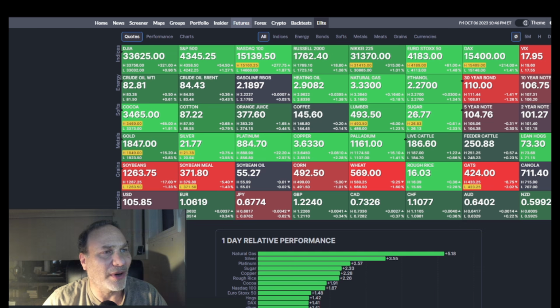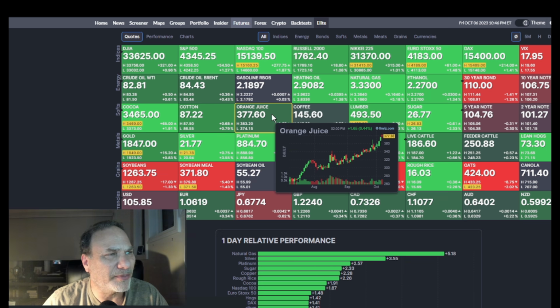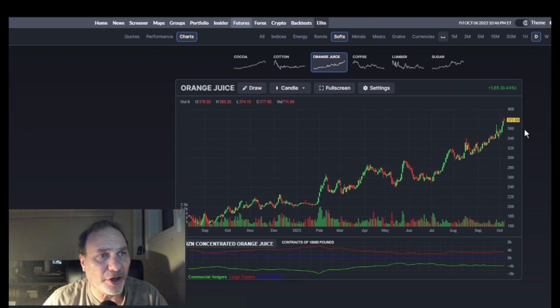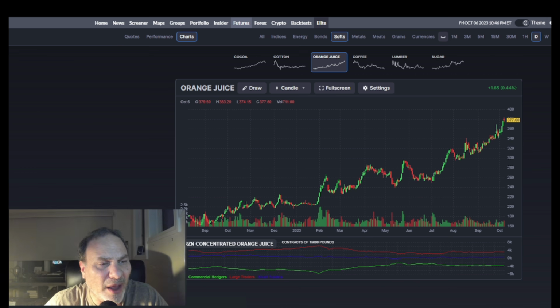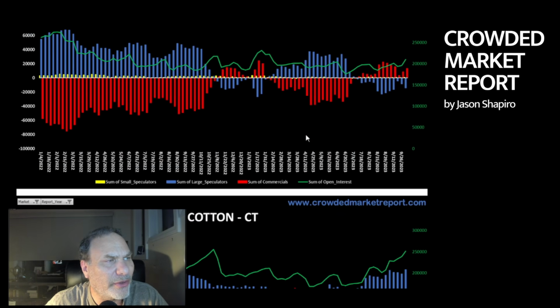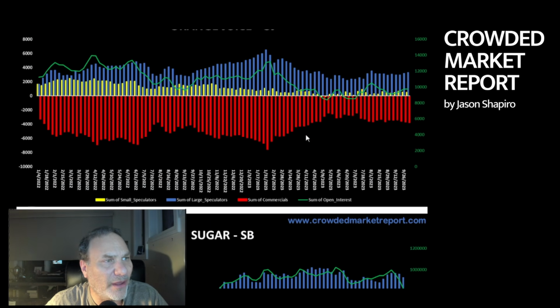And the last interesting one I will point to is orange juice. Orange juice has been trending up all year, a pretty massive trend. You're talking about something that's gone from 200 to 377, which is a pretty big move, right? And if you look at the commitments of traders in orange juice, what it has told you is that the speculators have not got massively long, so you're not looking to get shorted.